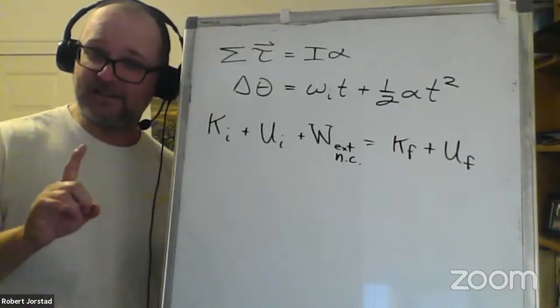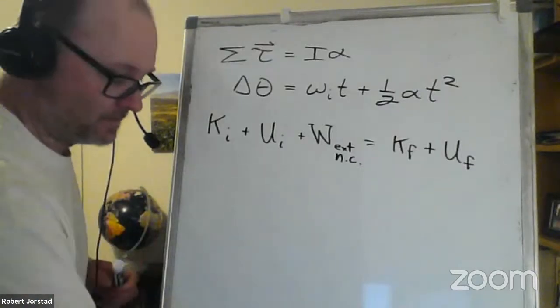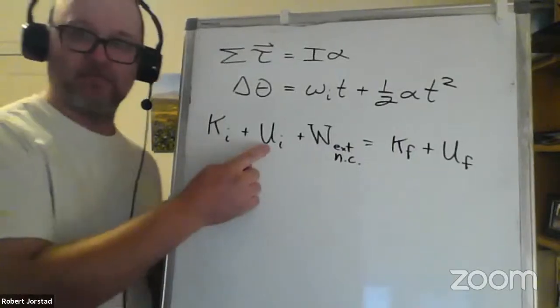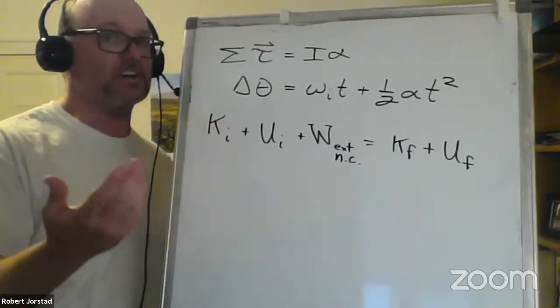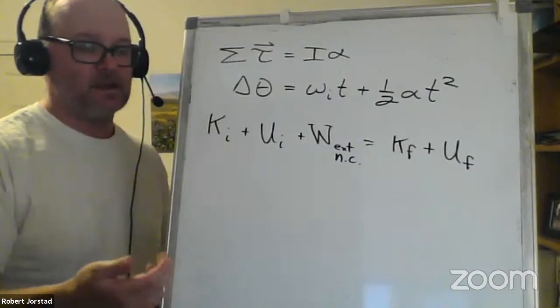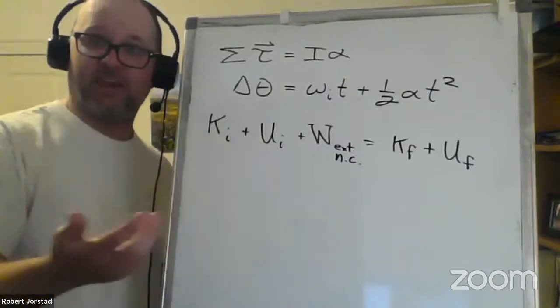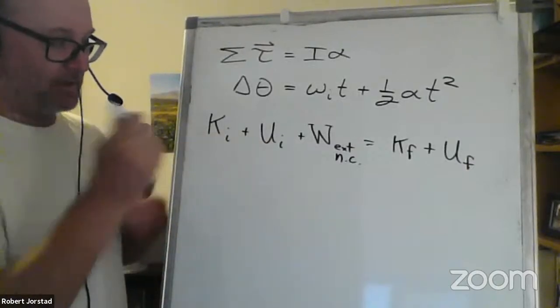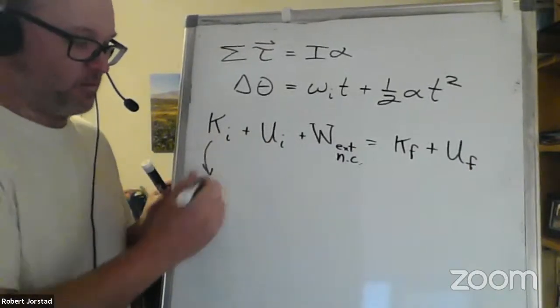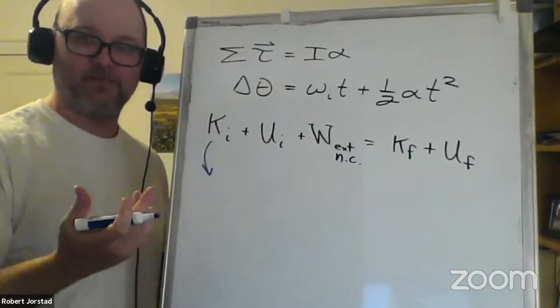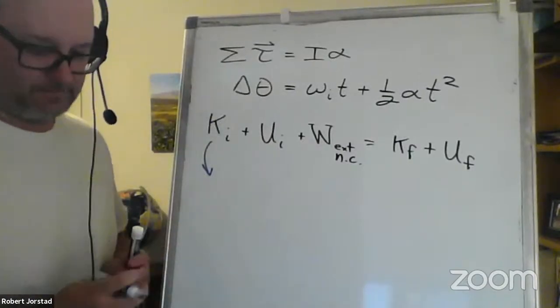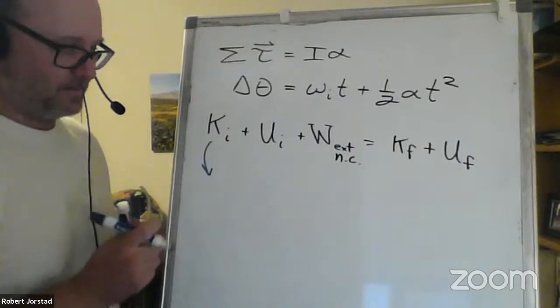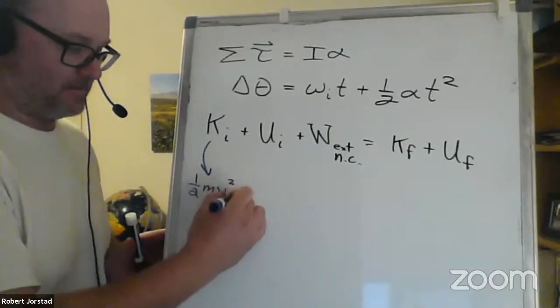Now, what's different is that the potential term is usually mgh of some kind, and sometimes it could be 1/2 kx squared for a spring. But let's focus more on the kinetic. Previously, what was the way we wrote kinetic energy for objects that were translating around? Do you remember the formula? 1/2 mv squared. What is the rotational equivalent of that?